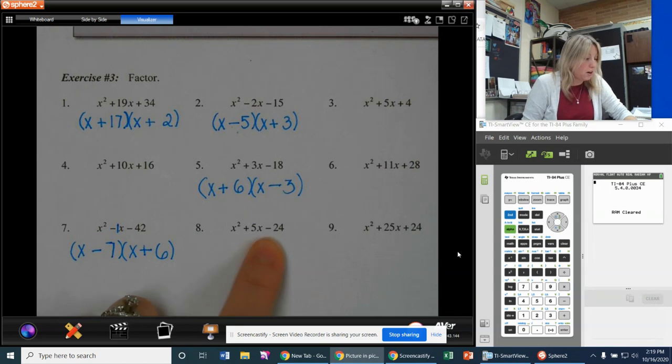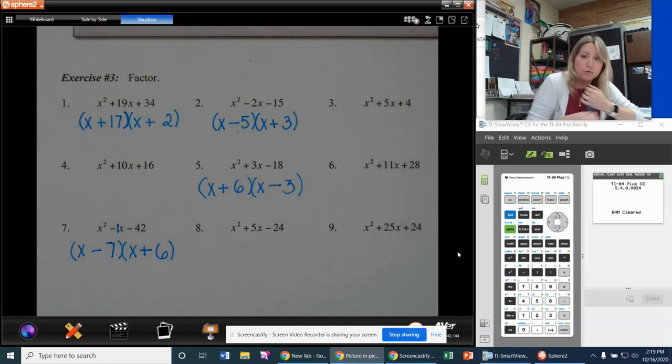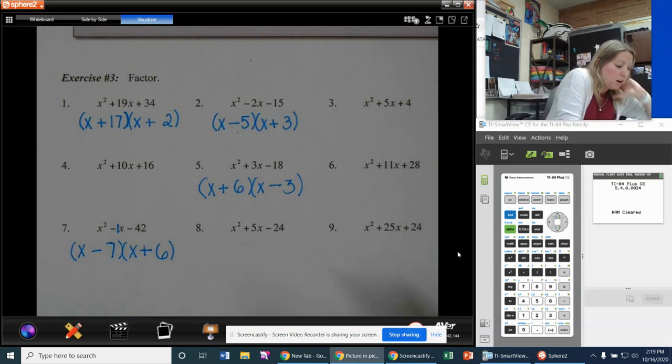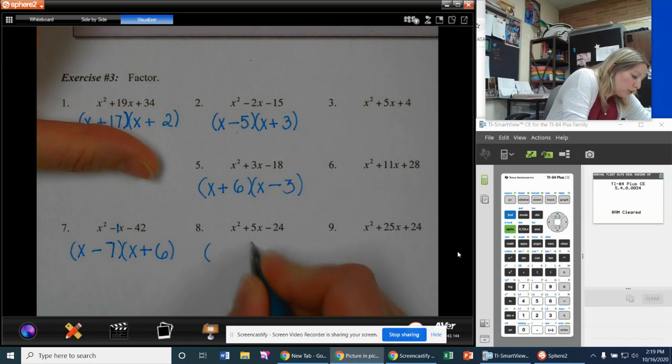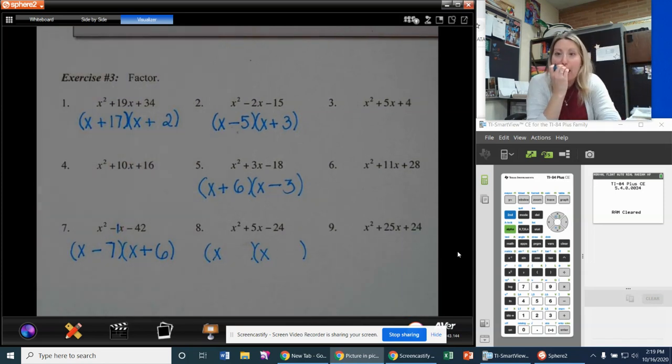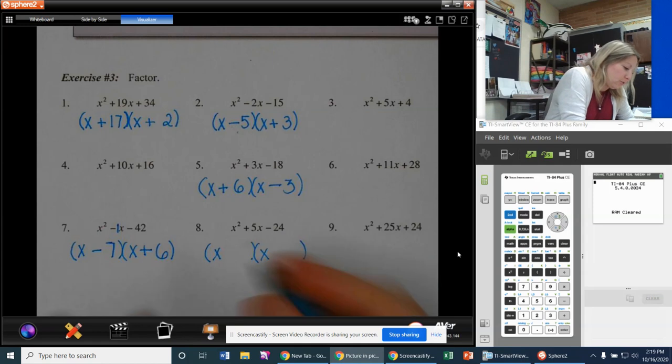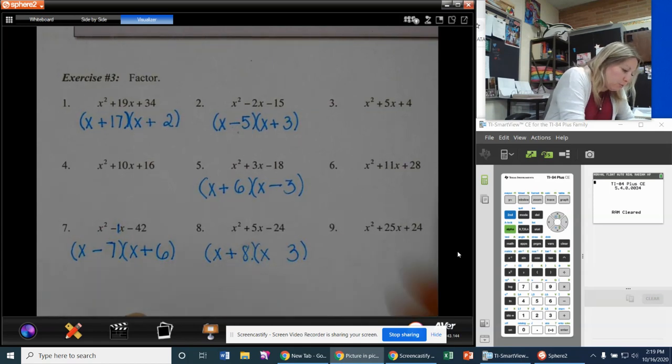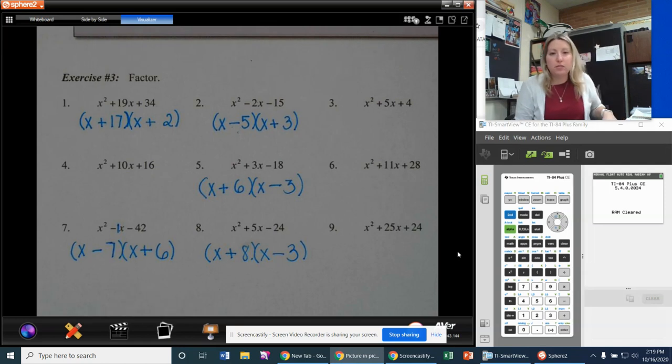Okay, one more with the minus sign at the end, and then I'll do all those fun pluses. So let's see. 24, what multiplies together to give me 24, but subtracts to give me 5? That would be 8 and 3. 8 has to have the same sign as the middle. 3 gets the other.